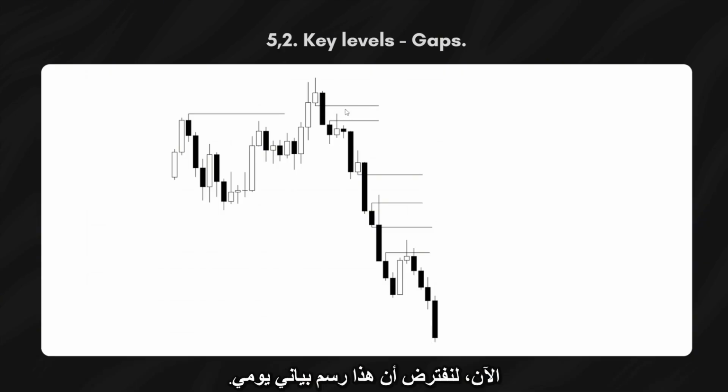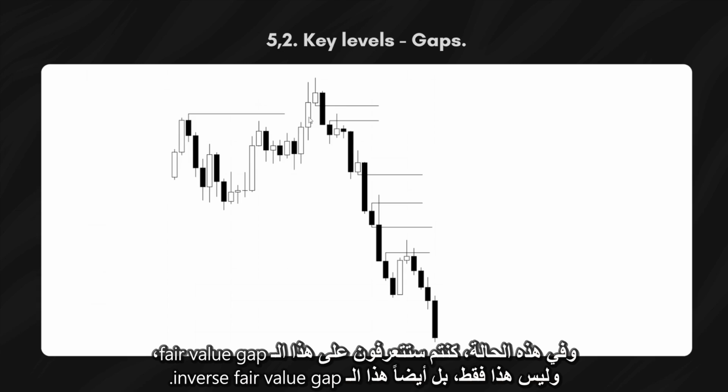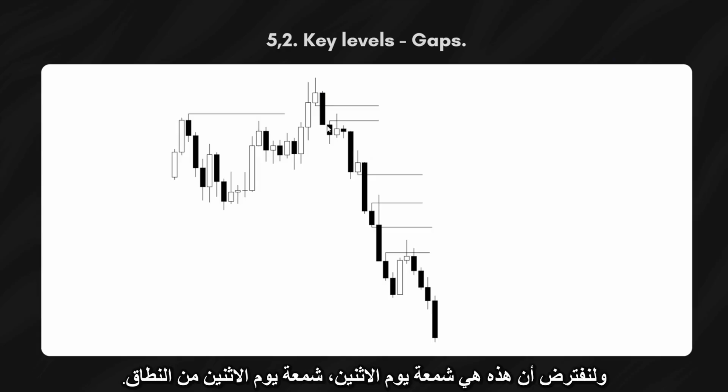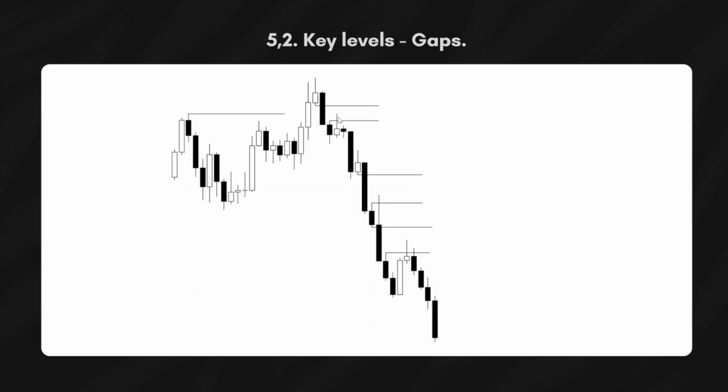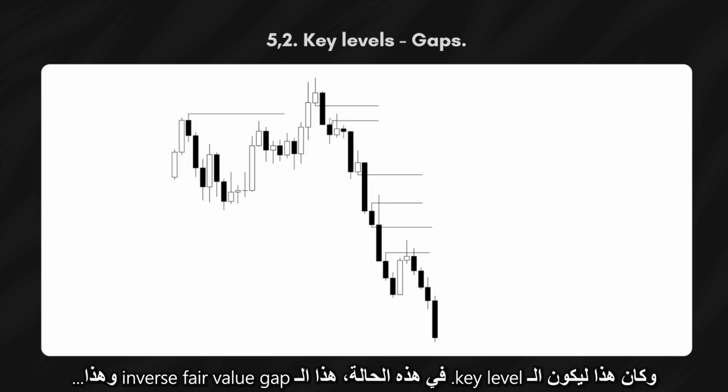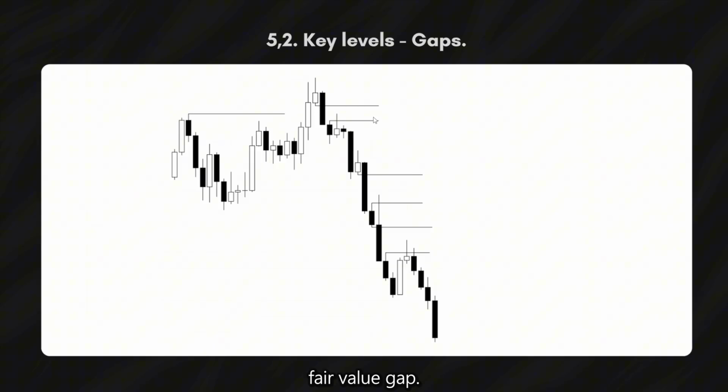Now let's say this is a daily chart. Let's say price closed here after testing the key level, then in that case you would have recognized this fair value gap, and not only this one but also this inverse fair value gap. And let's say this is Monday's candle. Monday's candle formed the range. Then on Tuesday you would have expected price to form the high of the week inside a higher time frame key level, and this would have been the key level in this case, this inverse fair value gap and this fair value gap.